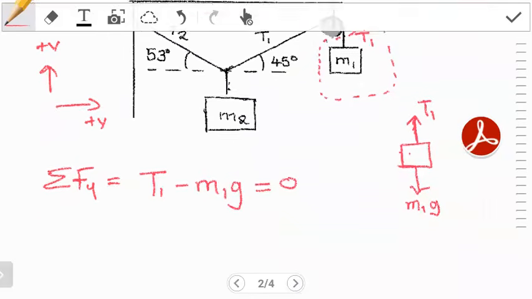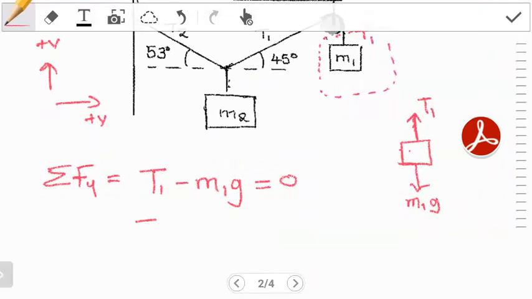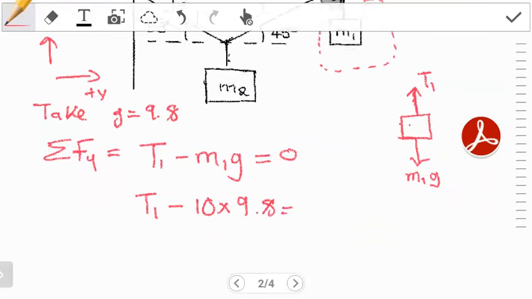So from here, we know what M1 is. It's 10 kgs, so it's minus 10 multiplying G. Let's take G to be 9.8. So this is times 9.8. So this must be equal to 0.